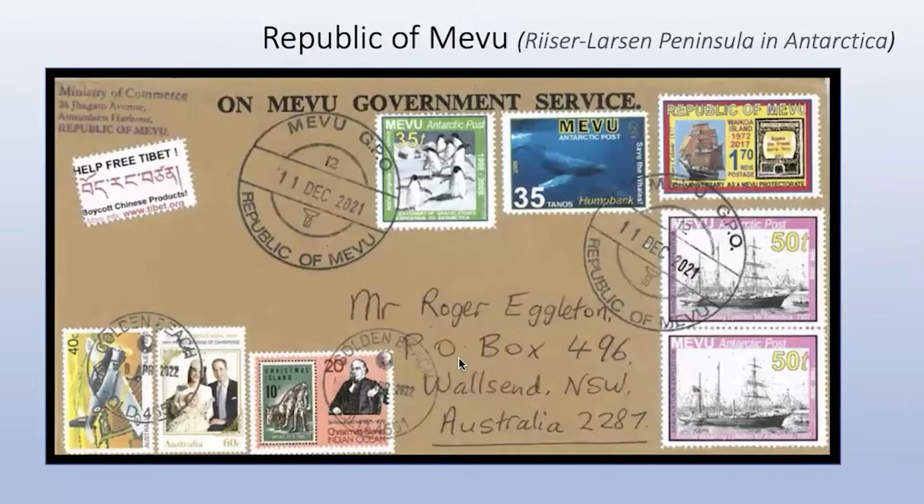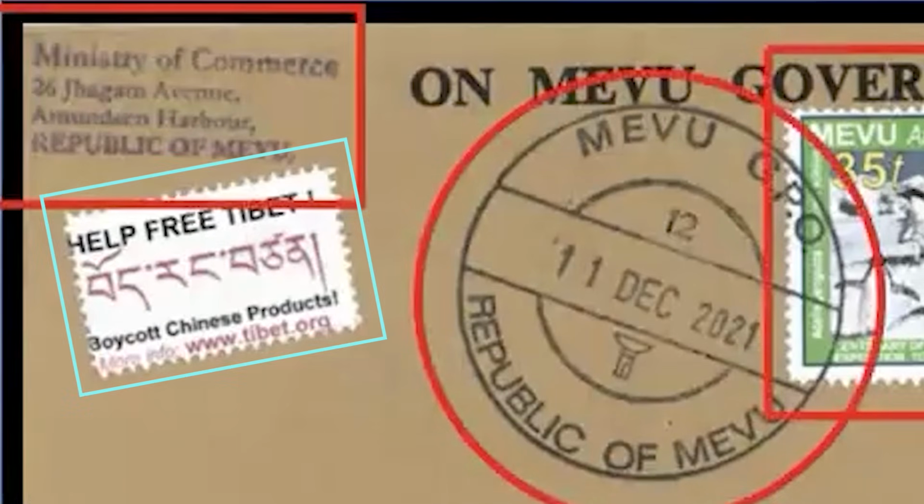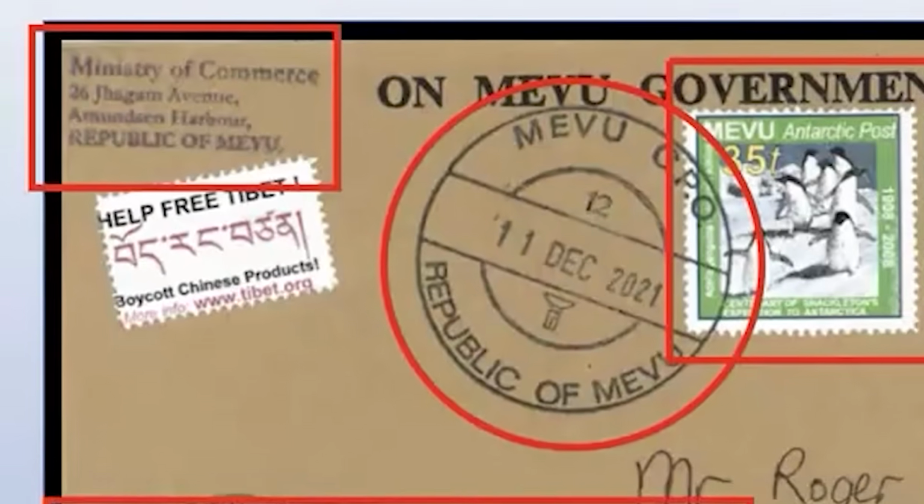Here's a Republic of Mevu cover, complete with very nice postal markings. Oh, they went to a lot of effort to produce some very nice looking stamps. Of course, they had to use some legitimate stamps, which they did, which are these ones down here. Plus a free Tibet stamp. Yeah. Oh, I missed that one. Yes. Okay. Boycott Chinese products. Okay. A political motive here for sure.